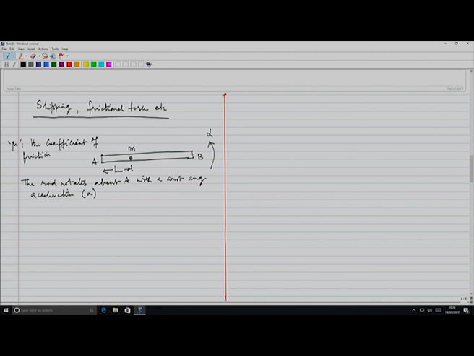Mu is the coefficient of friction between the rod and the bead. We can neglect gravity, then find the time after which... what is happening? There is a rod on which this mass is there. This is a bead. The rod is rotating about A with a constant angular acceleration.